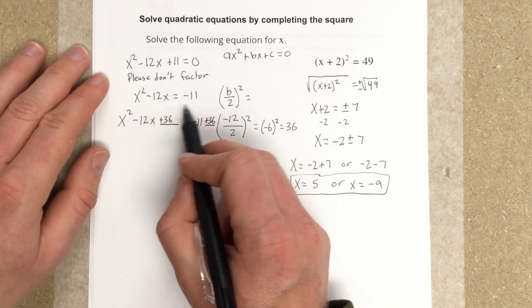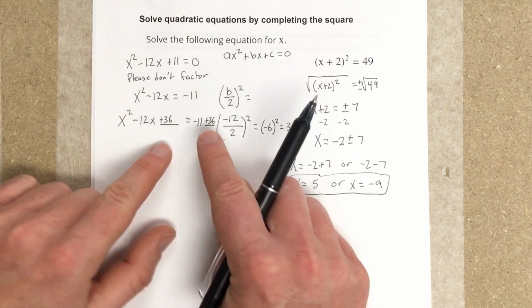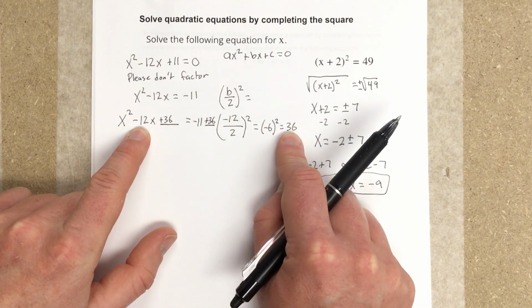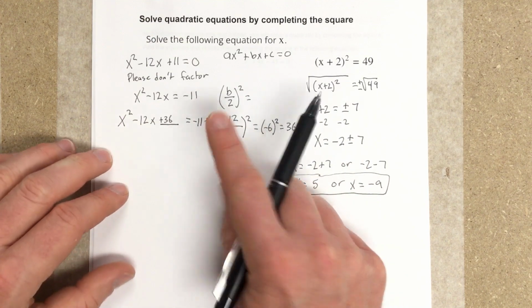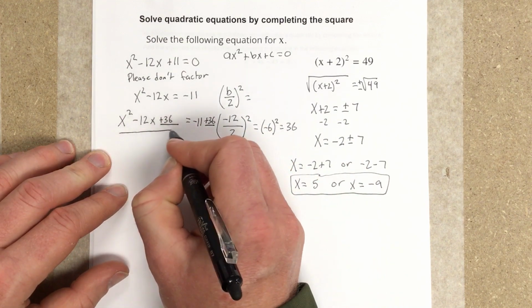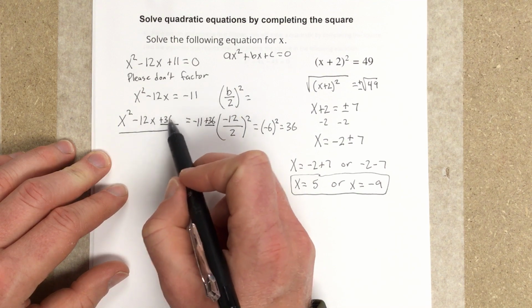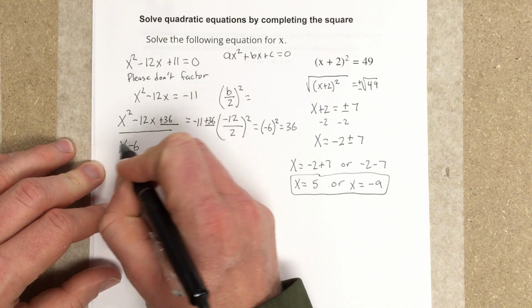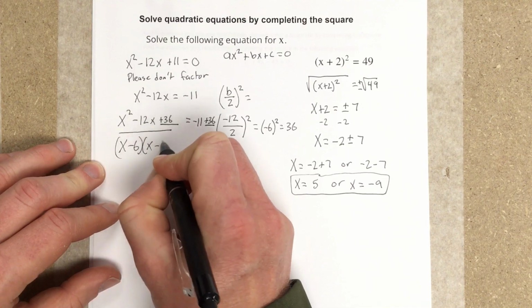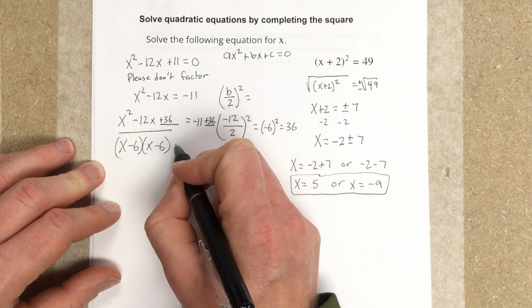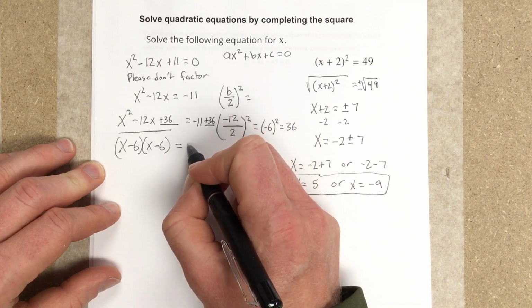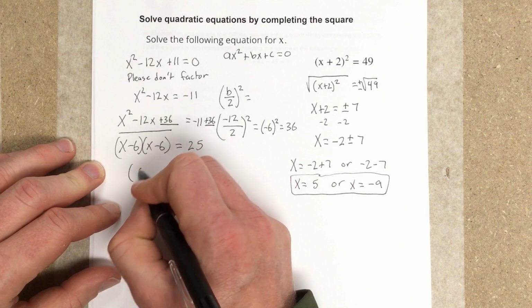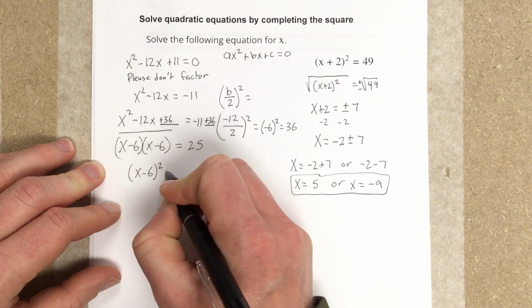So I start by moving the c term over. Then I take the middle term, divide it by 2, and square it. And then I add that number to both sides. Now I've made this piece a perfect square trinomial because the factors of 36 that add to negative 12 are negative 6 and negative 6. So this factors to (x - 6)(x - 6), which is equal to, adding those together, 25. Well, this is really (x - 6)² equals 25.